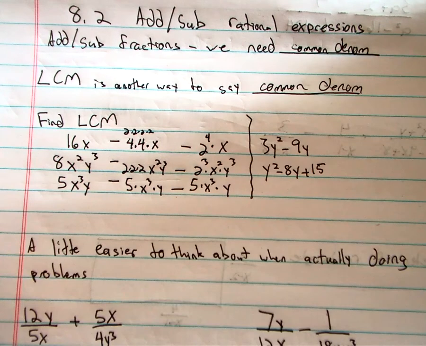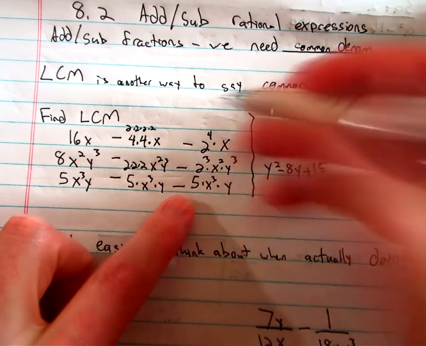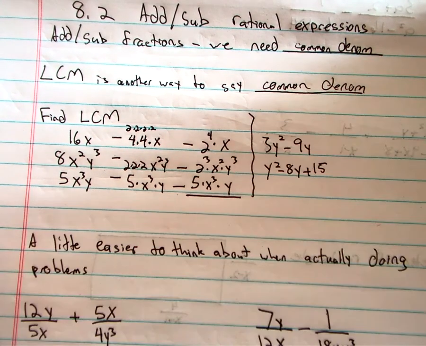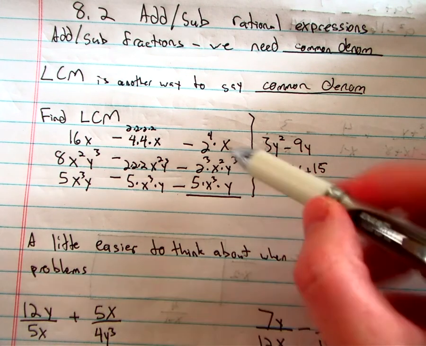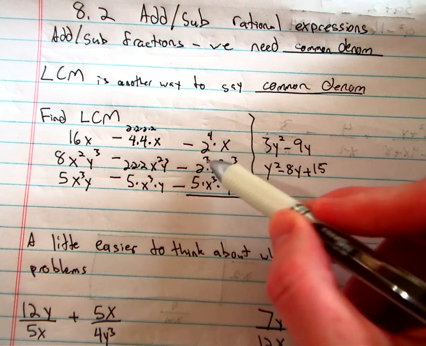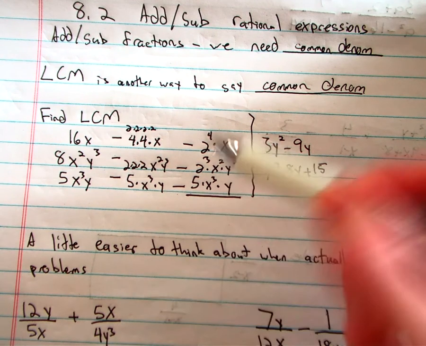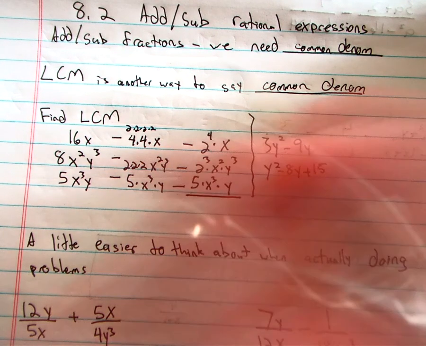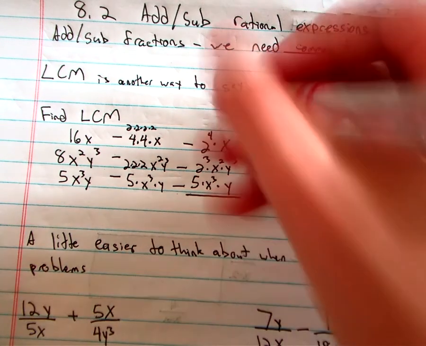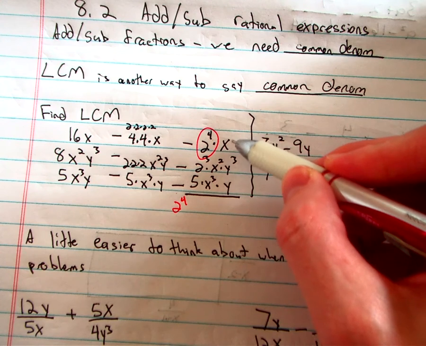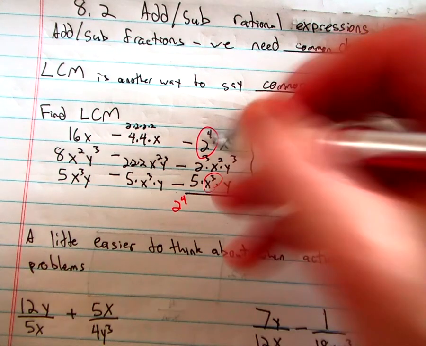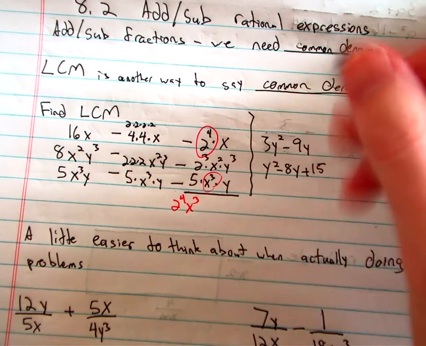Okay, and now what you do is go down the line and pick the biggest power of each factor. So I have 2. 2 to the 4th, 2 to the 3rd. This one does not have a 2. So the biggest power of 2 that I have is 2 to the 4th. Alright, x's. X squared, x to the third. The biggest power of x I have is x to the third.